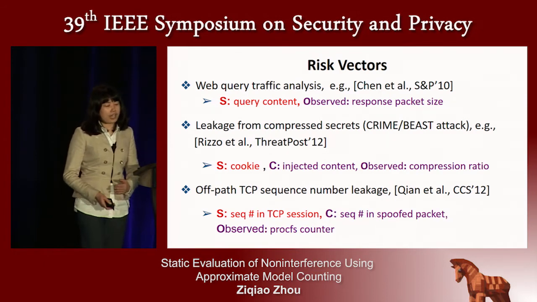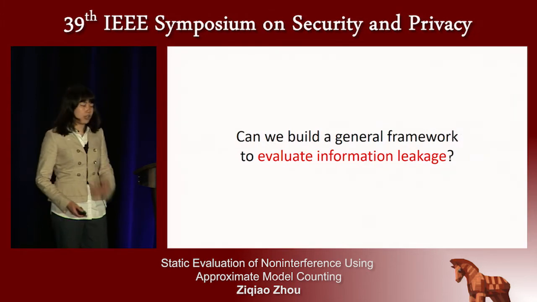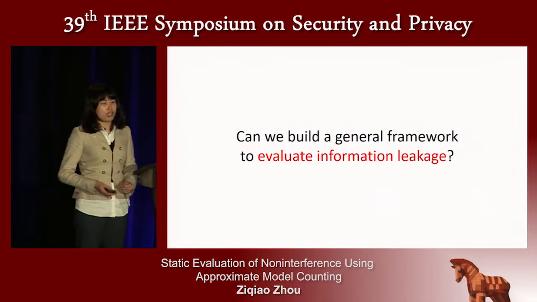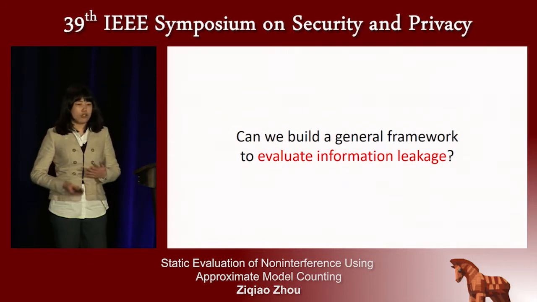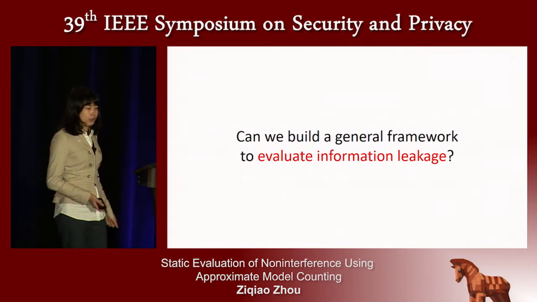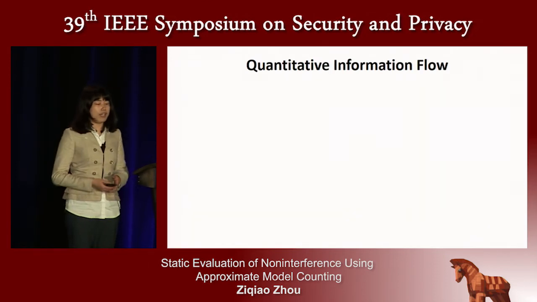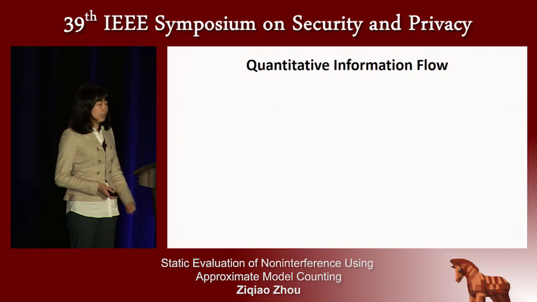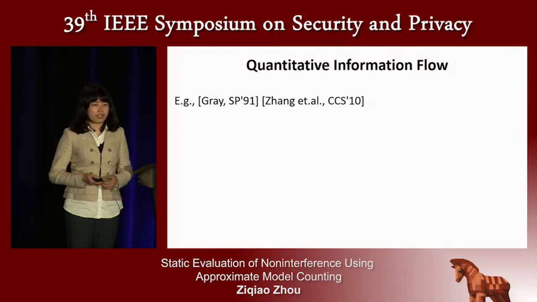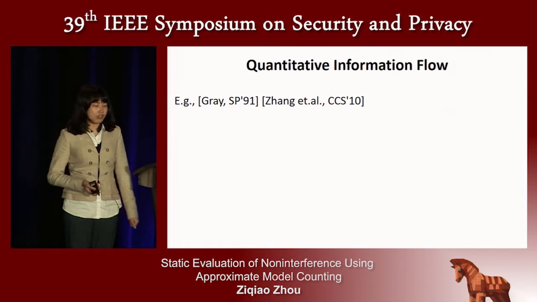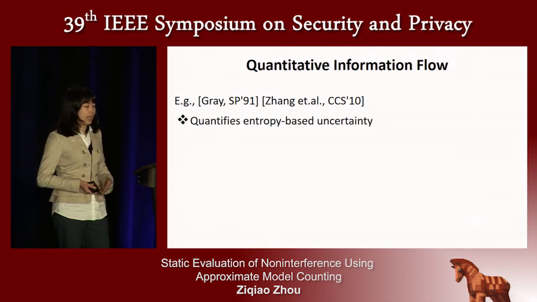And there are so many different attack vectors. The question we want to solve is whether we could build a general framework to evaluate the information linkage no matter what kind of attack vector you use. The most related work is quantitative information flow. This technique usually uses the entropy-based uncertainty about the secret to depict your information linkage.